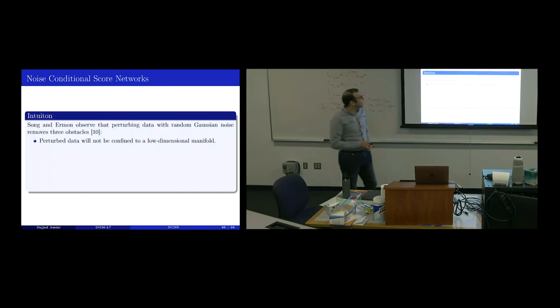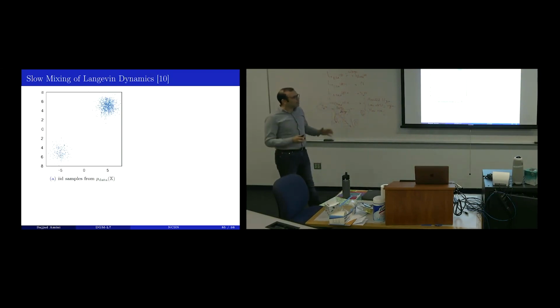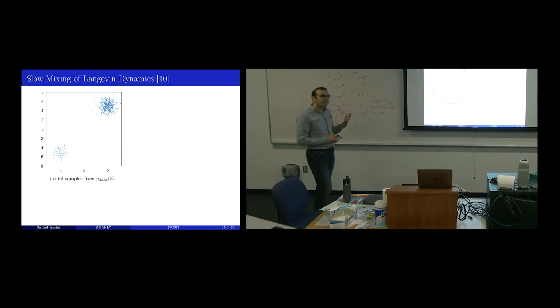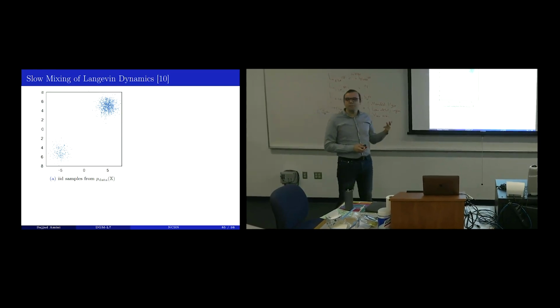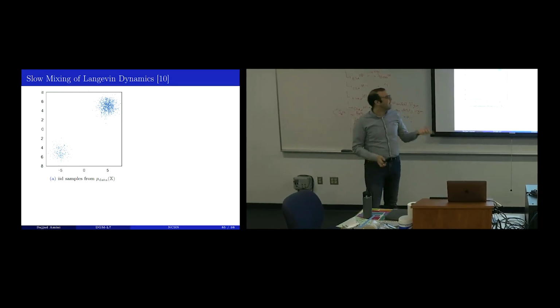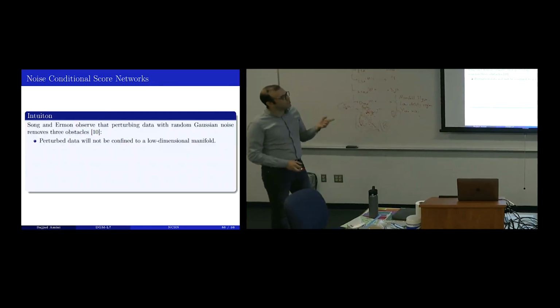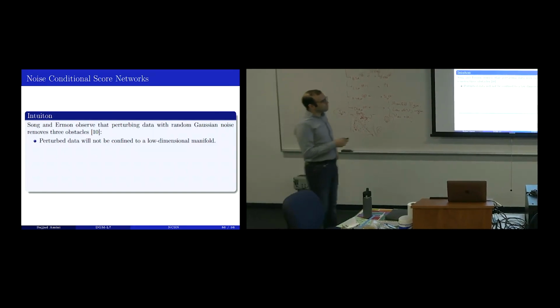Okay? So we have 3 problems, and we now understand all of them. The first one was the manifold hypothesis. The second one was the problem with low density regions, and the last one was the slow mixing. And we know that these 3 problems will remain in both sliced score matching and denoising score matching, and we need something new. That new idea is noise conditional score networks.